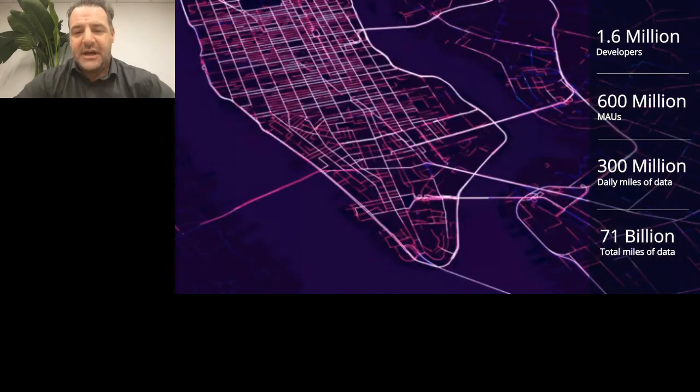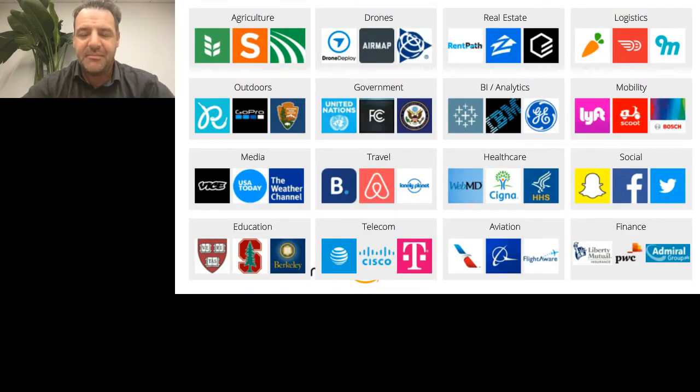Currently, we are at 1.6 million developers globally. We have over 1.5 billion monthly active users. I can't see the text there, but never mind. Anyway, we're growing, and these are the companies that we work with. You'll see Snapchat and Facebook and Lyft.